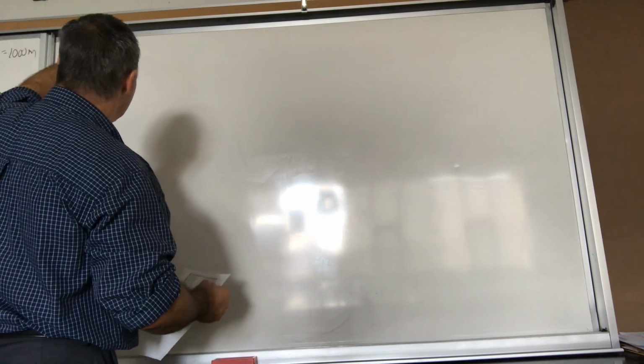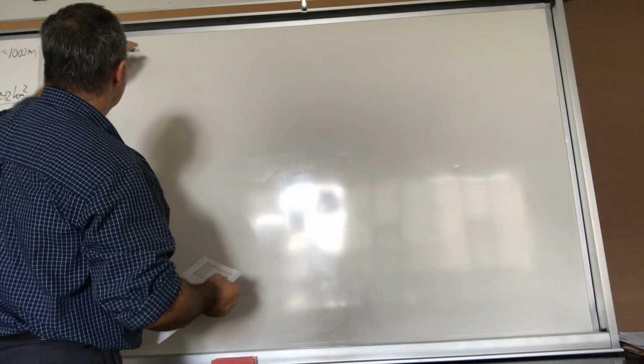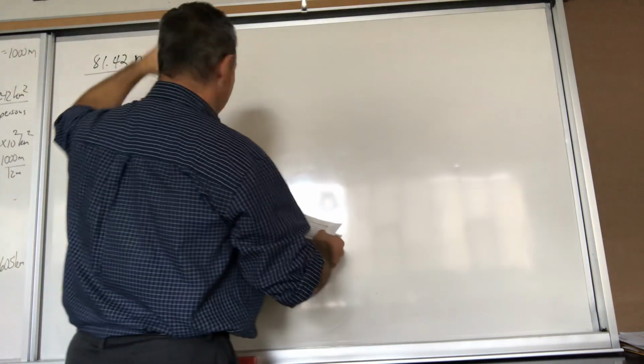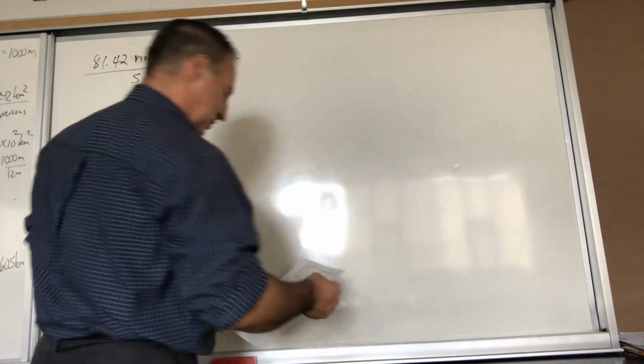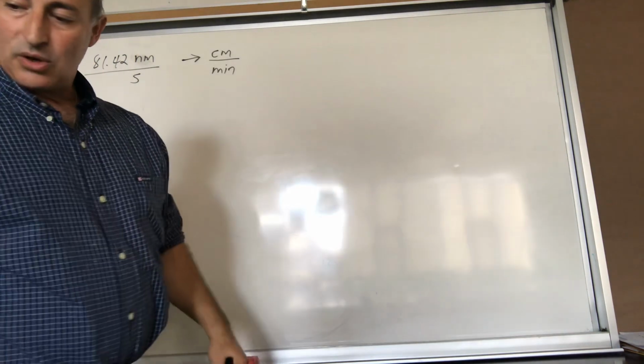All right, last one. 81.42 nanometers per second. Whoops. And I want you to convert that to centimeters per minute. All right, so what do you need to do? What do you need to know to solve this?